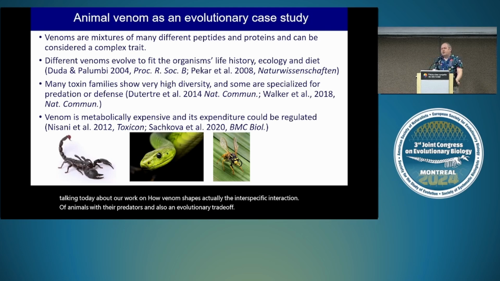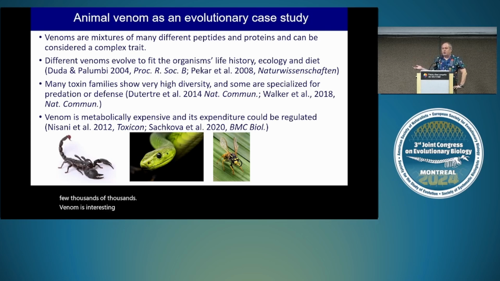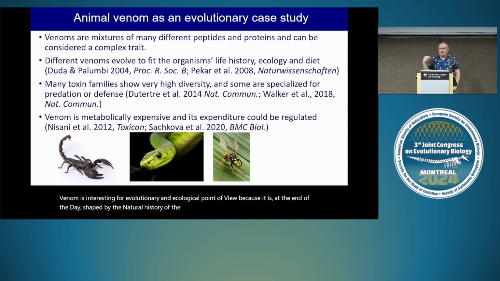So basically, venom can be any mixture of proteins which is injected from one species into the other. It typifies animals. It can be just a handful of toxins, or sometimes even in extreme cases, a few thousands of toxins. Venom is interesting from an evolutionary and ecological point of view because it is, at the end of the day, shaped by the natural history of the species. It is very metabolically expensive, and it's a complex trait. So all those things together make venom an appealing model system for studying evolution.